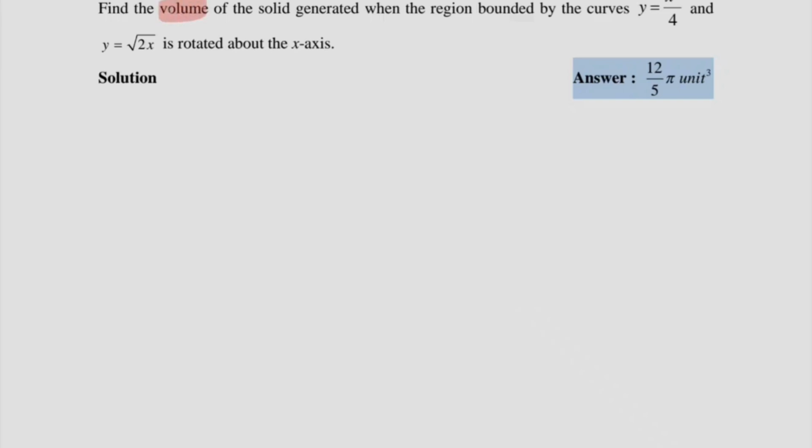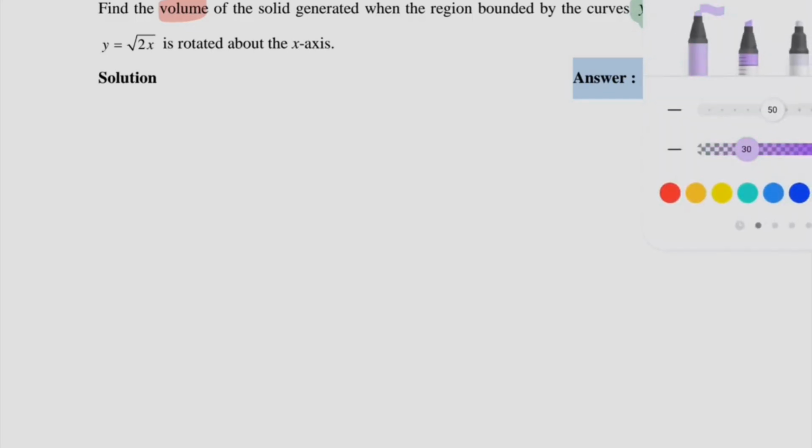Moving on to exercise 3. Find the volume of the solid generated when the region bounded by the curve. Okay, so there is a correction for this question. It's not y equal to x squared over 4, but it's y equal to x squared over 2. Please do a correction over here. Should be over 2. Okay, so this is one of the curves highlighted as green, and then we have another curve which is y equal to square root of 2x, and both of them are rotated about the x-axis.